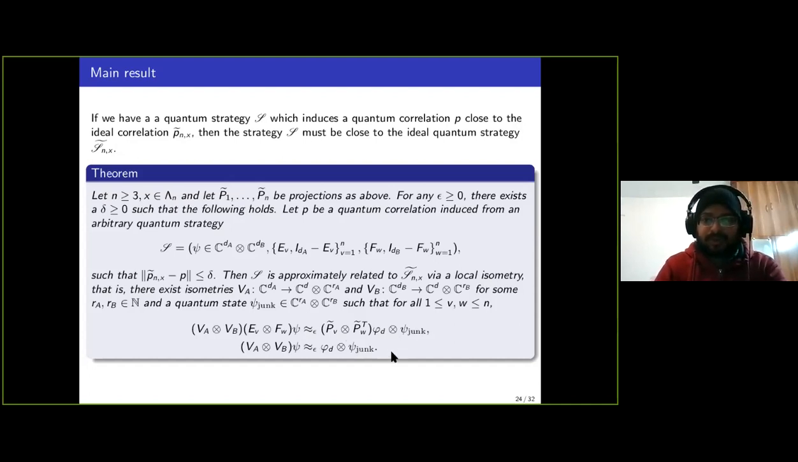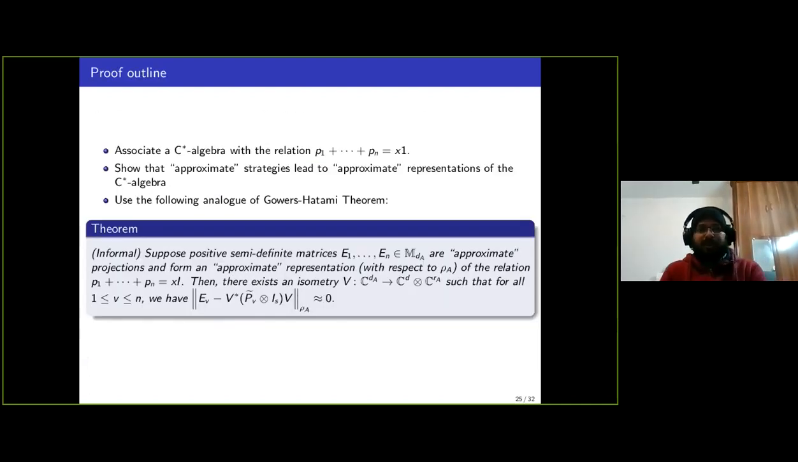Okay, as I had outlined earlier, the proof of CHSH self-testing is the motivation of the proof that we use, but with some differences. In the case of CHSH, we used a group to associate with it, but in this case we use an algebra, or in other words, we use a C-star algebra, which is associated to the relation that the projections sum up to a scalar times identity. And then we follow the same template: perfect strategies lead to perfect representations of the C-star algebra, and approximate strategies lead to approximate representations of the C-star algebra.